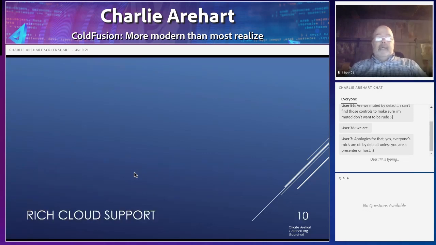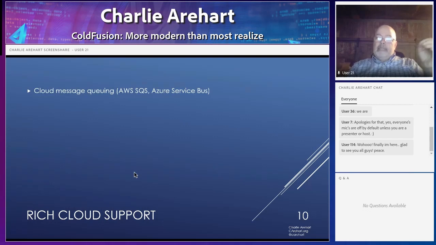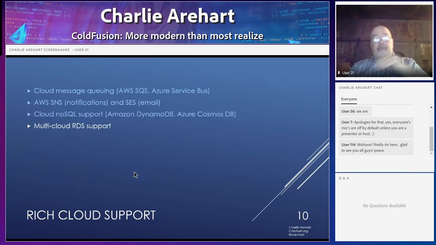But anyway, about CF 2021, just real quick, a broad part of CF 2021 was enhancements to support integrating with the cloud. And so there's now built-in cloud message queuing integration with SQS and Azure Service Bus. And there's AWS SNS and SES integration. And there's cloud NoSQL support. So Amazon DynamoDB and Azure Cosmos DB. And multi-cloud support for RDS, which is not the ColdFusion RDS, but the database server RDS concept. And cloud storage, of course, we've always had S3. It's gotten improved, especially in 2021 significantly, and Azure Blob. So you see there's a lot of coverage of a lot of cloud-related things.